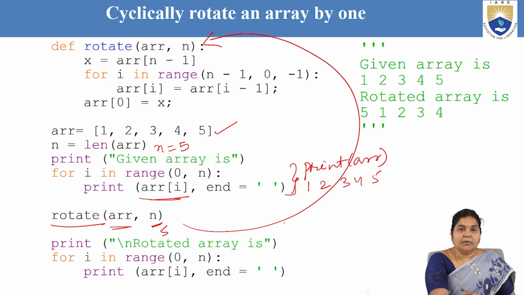Now, what is the first task in the brute force approach? The rightmost element, we have to keep it in a variable, which is nothing but A of n minus 1.